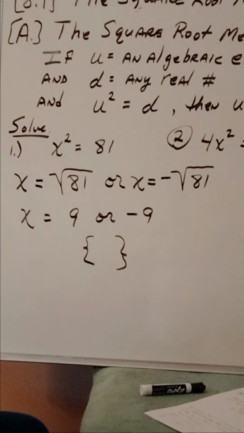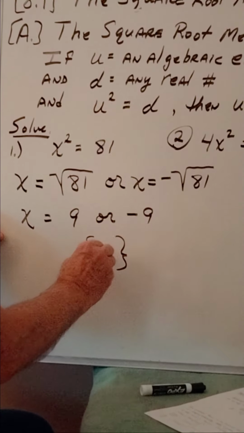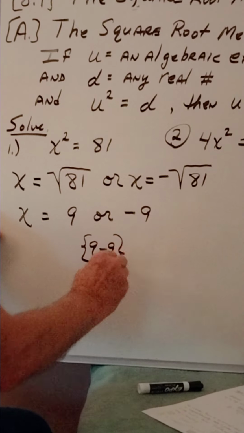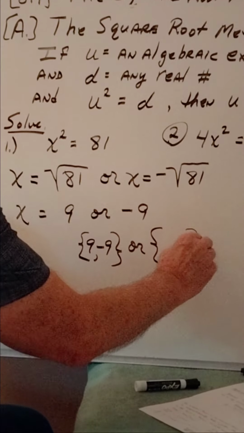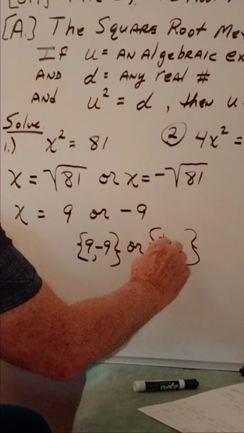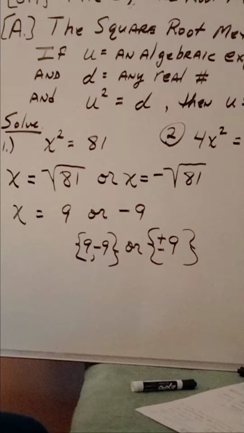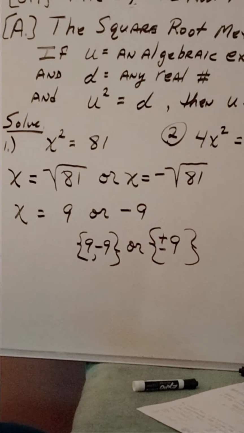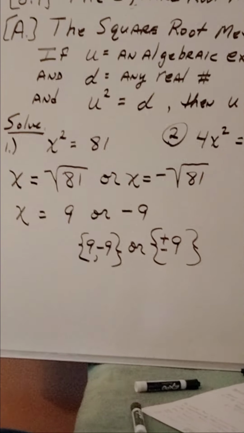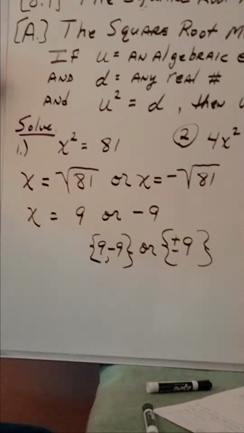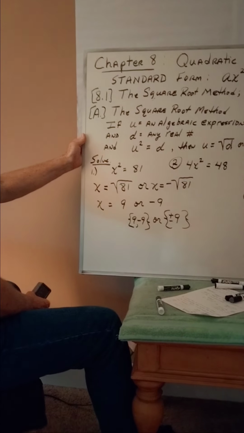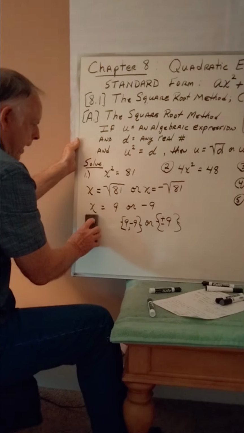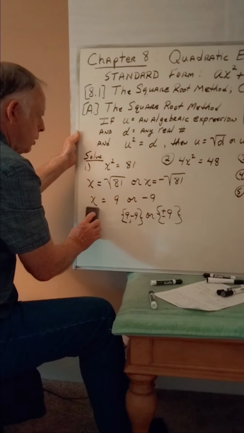We can write them individually, the set whose members are 9 or negative 9, or you are able to write it in this form, and many do, a positive or a negative 9. Either one would be okay. That is a very elementary example of solving a quadratic equation using the square root method. Now let's just advance it just a little bit as we move to number 2.